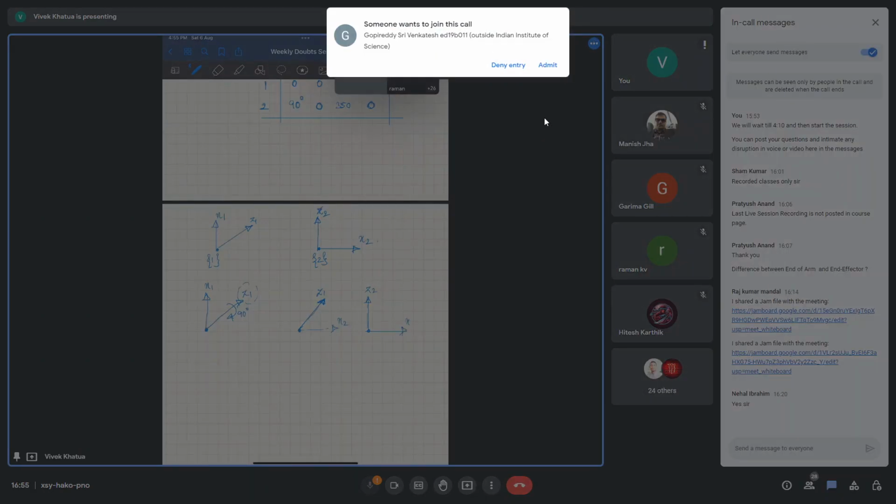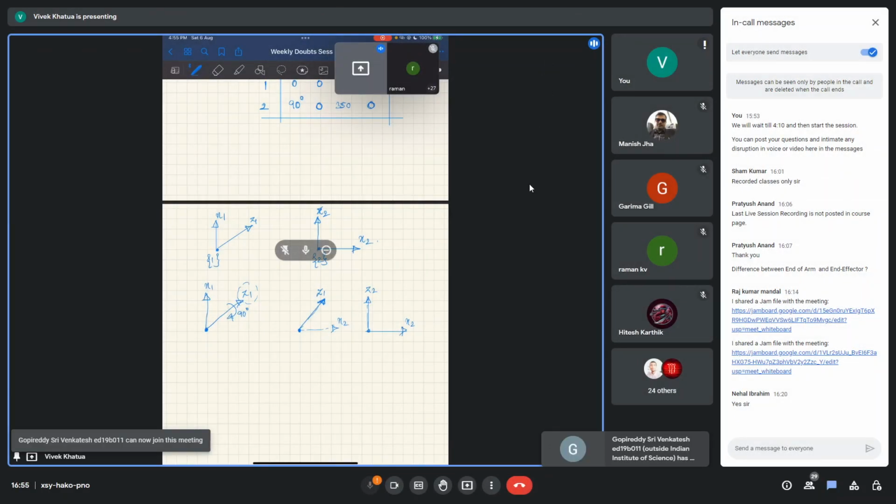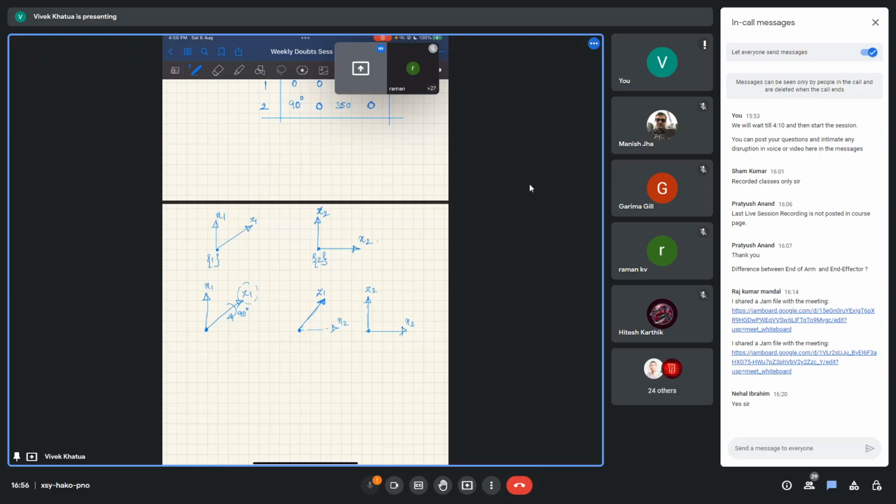This is x2. Now I want my z1 to transform to z2. What will I do now? I will do a rotation which is again in counterclockwise sense, that is plus 90 degrees. So always counterclockwise sense, you look at the axis, you look at it from here.